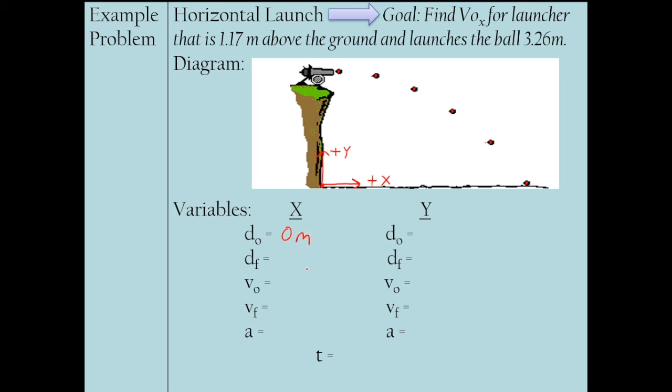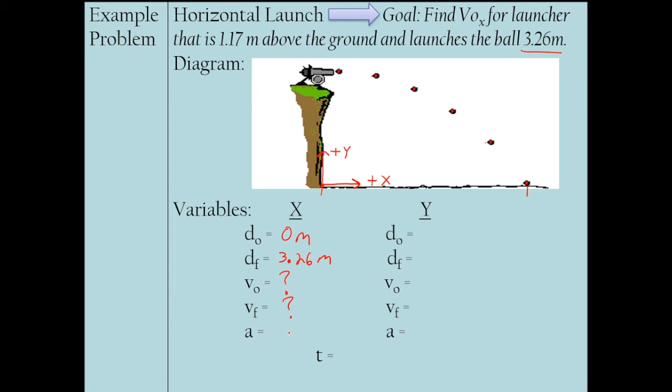Next, we're going to go ahead and look at our final distance in the x direction. And if we look at the problem, it tells us that the ball is actually launched 3.26 meters. So over here, this is 3.26 meters from where we're starting. So I'd write final 3.26 meters. The initial velocity in the x direction is unknown because it tells us in the problem that we're trying to figure that out. We also don't know the final velocity in the x direction. And lastly, the acceleration in the x direction.